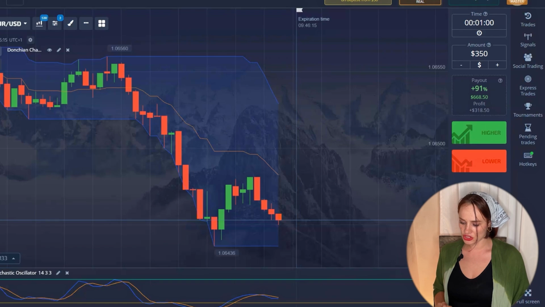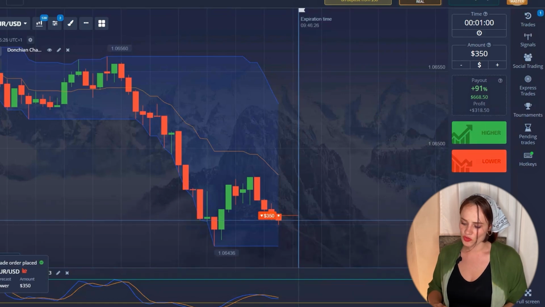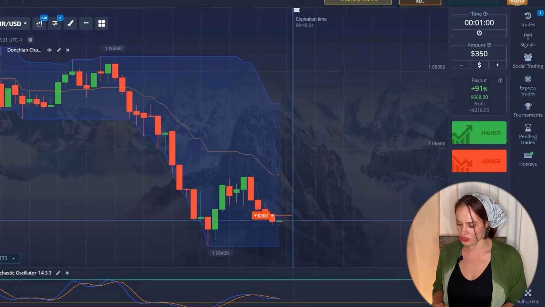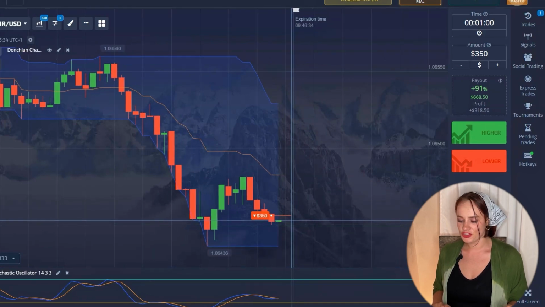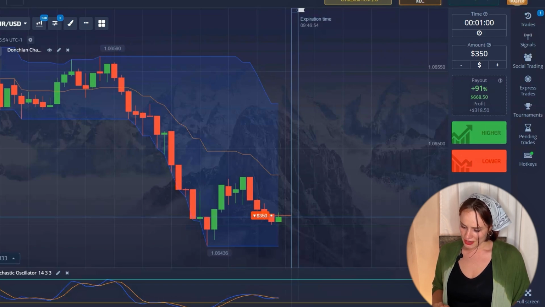So after the initial fluctuations, the price rebounds and I open the deal. The price movement is lower. The bid is $350 for 1 minute. After opening the deal, the price decreased slightly when returned back. At the same time, the stochastic indicator began to change the direction of its lines. What can we say about the possible upward movement of the price?